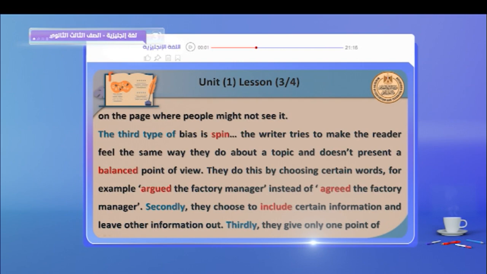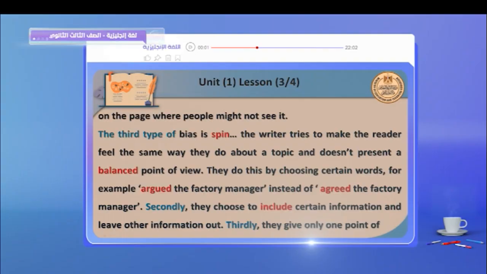Spin, of course we know the meaning of the word spin, but here it's going to have a different meaning from the common one. Okay? You know the word spin is like a whirlpool, something that turns. Let's see what spin means here, concerning bias. The writer tries to make the reader feel the same way they do about a topic and doesn't present a balanced point of view. They do this by choosing certain words.